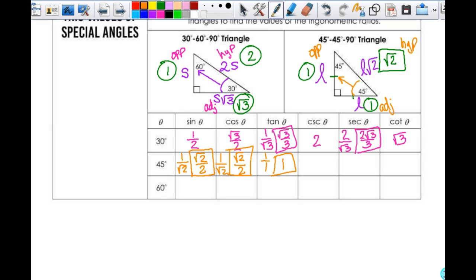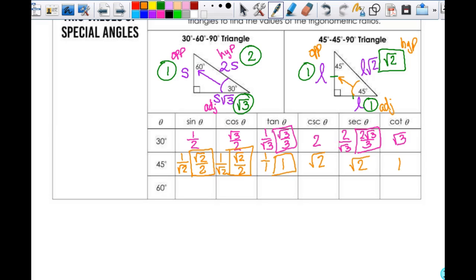Cosecant is the reciprocal of sine. So what's the cosecant of 45? Square root of 2. Secant is the reciprocal of cosine, so it's the square root of 2. Cotangent's the reciprocal of tangent. The reciprocal of 1 is 1.